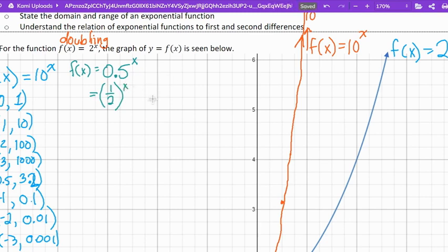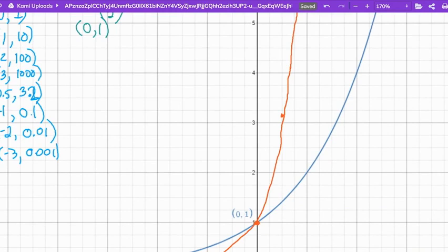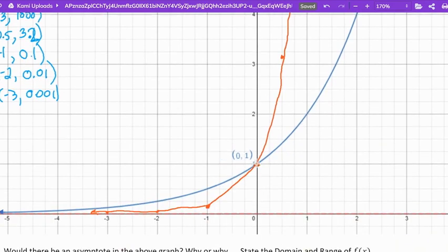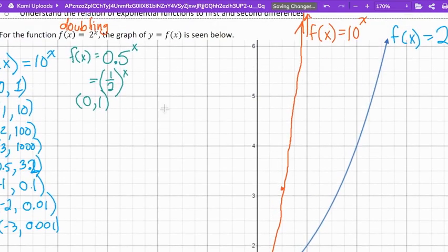Okay, what's the easiest point to graph here? When x is 0, what is y? 1. Why? Anything to the power of 0 is 1. So folks, what's happening to the y-intercept? It's the same for all of them. It's always the same. Interesting. All right. And now, if x is 1, what is y equal to?